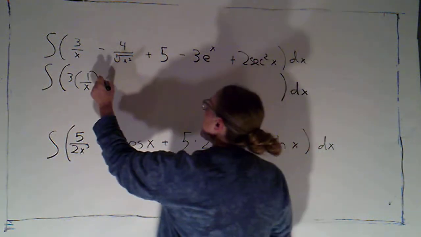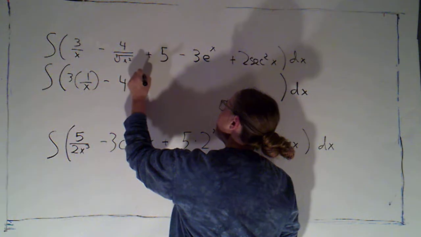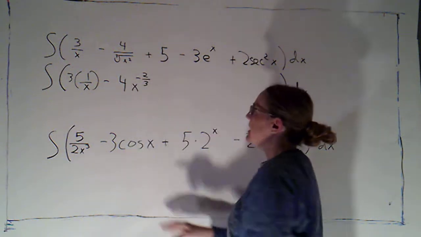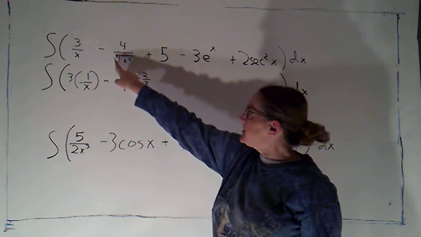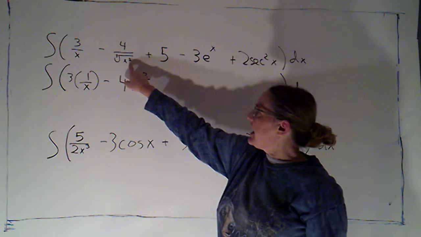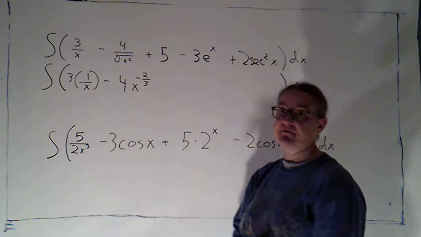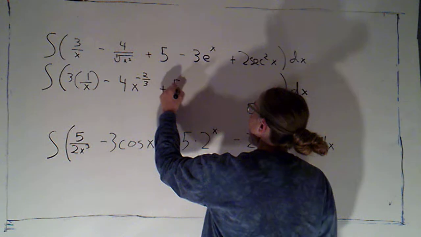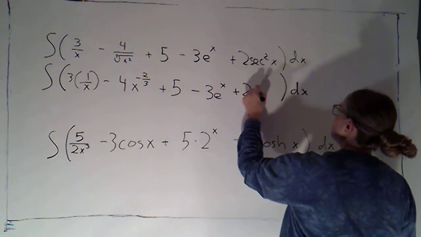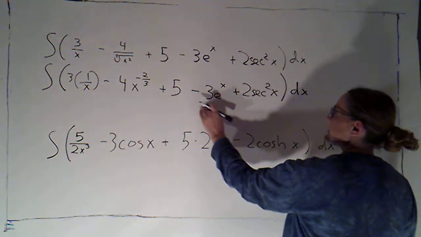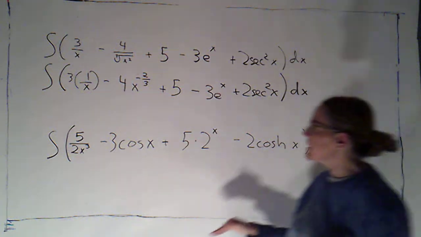Okay. Minus 4, this is going to be x to the negative 2/3. So a negative exponent because it's on the bottom. The thirds is because it's a cube root here, and the power of x that we're taking is that we're squaring, so that goes on the top of the fraction. Plus 5 minus 3 times e to the x plus 2 times secant squared x. These last few pieces didn't really need to be rewritten. Okay. So now I'm just going to work my way across.